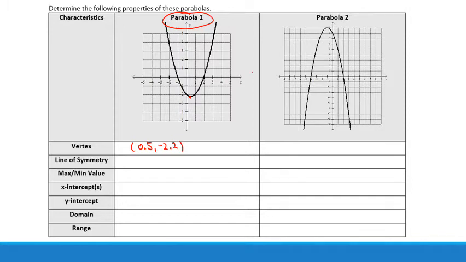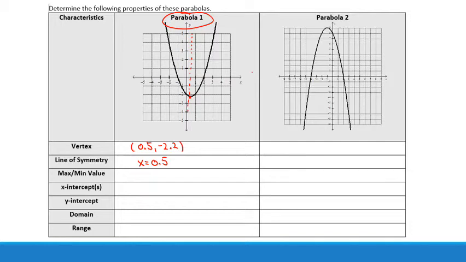Okay, line of symmetry. So again, the line of symmetry always passes through your vertex. So whatever the x coordinate of the vertex is, that will be your line of symmetry. So it would be x equals 0.5. And I feel like I skipped something there. Reminder that all vertical lines have the equation x equals something. So it's always going to be x equals whatever the x value of the vertex is.